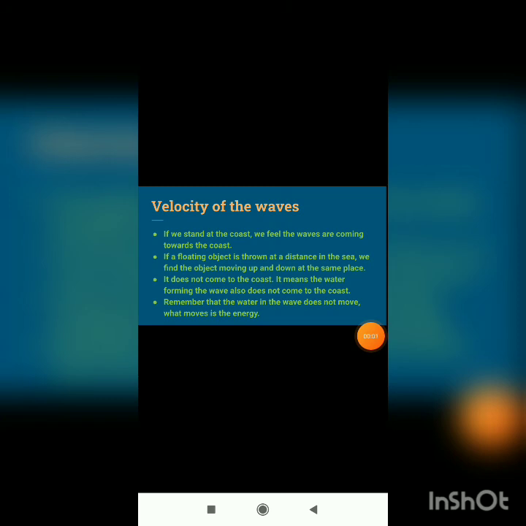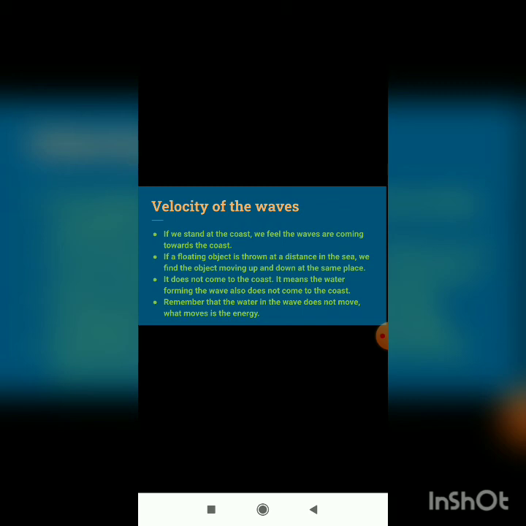Now students, we will be learning in detail about what we call the velocity of the waves. If we stand at the coast, we feel the waves are coming towards the coast. Sometimes, students, when we are standing near the coast, what do we see, what do we feel? That the waves are coming towards us. And at that time what happens?